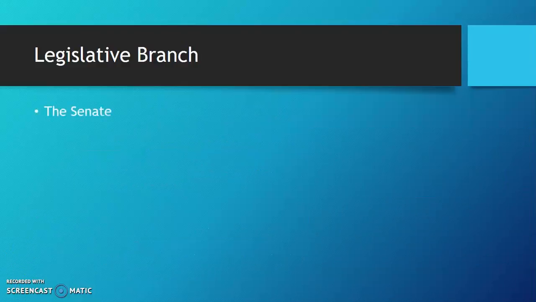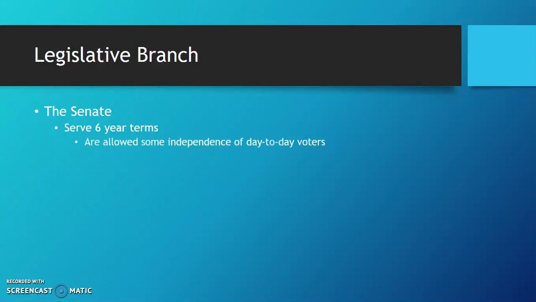As we take a deeper look at the Senate, Senate members, so the 2 members from your state, they serve 6-year terms. And they serve 6-year terms because they're allowed some independence from day-to-day voters, which means they don't always need to be campaigning. They don't always need to be in the thick of things and hearing from their voters all the time. It gives them a little lenience to make some of their own individual decisions and build that rapport in Congress. Now, for the House of Representatives, these representatives serve 2-year terms.